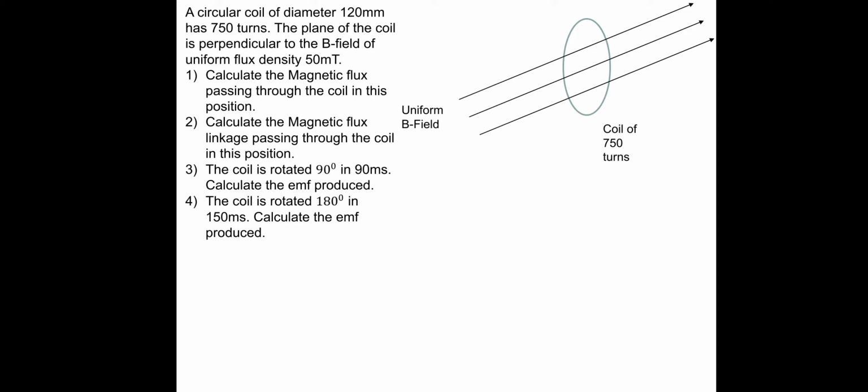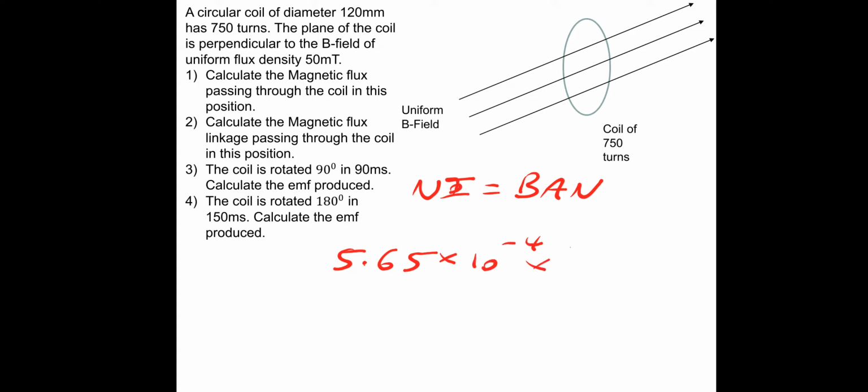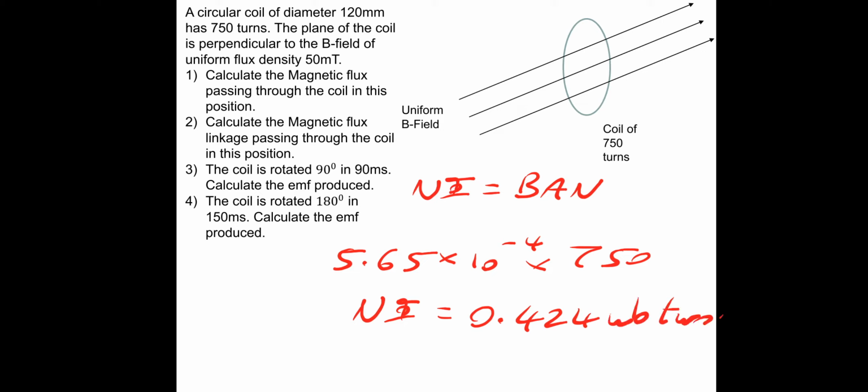Part 2, calculate the magnetic flux linkage passing through the coil in this position. So flux linkage is BAN. So we take the value for the flux that we just got and multiply it by the number of turns. The flux which we got is 5.65 times 10 to the minus 4, multiplied by the number of turns, which is 750. And that gives us a flux linkage of 0.424 Weber turns. Let's move on to 3 then.